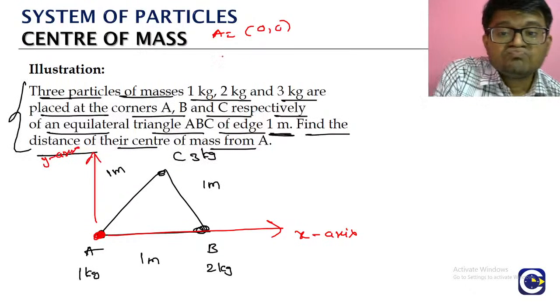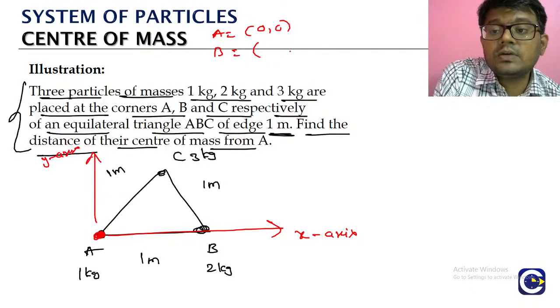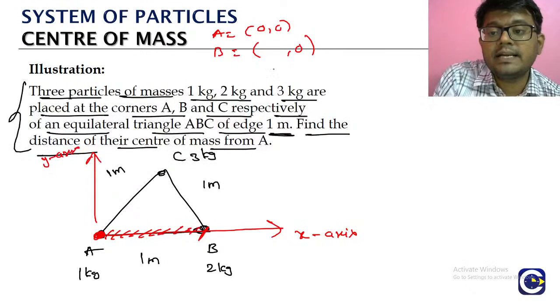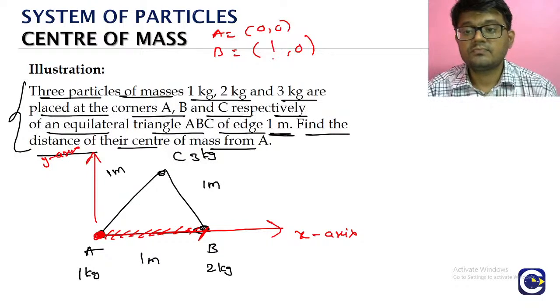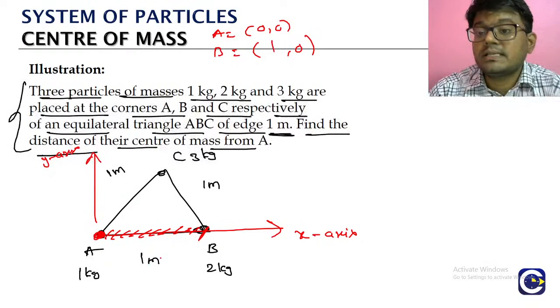Y coordinate will come. Now look at the B. B is on the x-axis, so its y coordinate is 0. What about the x coordinate? What is the side length? 1 meter, right? So it will be 1, 0.